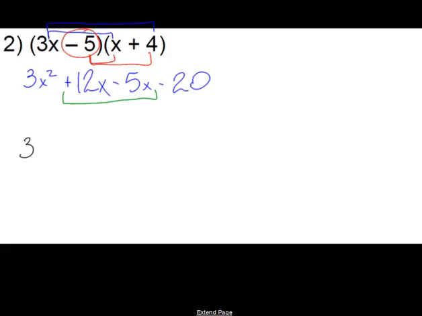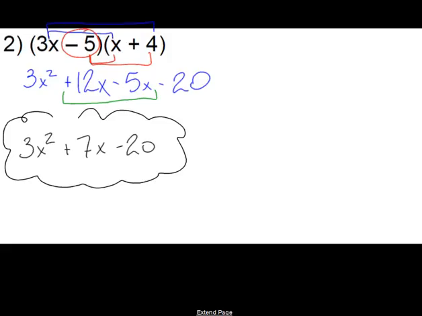So the first one's not changing, 3x squared. I now have plus 7x, because 12 and a negative 5 makes 7. And then the minus 20 chilling at the end. And there's our final answer for this problem.